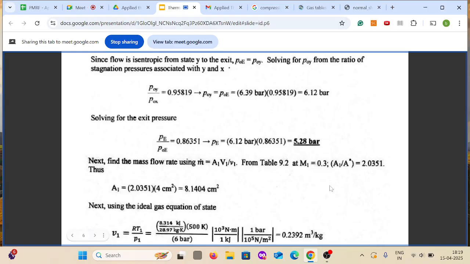So now we need to find out the specific volume. So assuming an ideal gas equation, V, the specific volume, is RT by P. So R is 8.314 divided by 28.97, into your temperature of 500 Kelvin, which is given, and pressure is 6 bar. So converting R into joules, multiplying by 1000 and dividing by 10 power 5 to convert into pascals, we get specific volume as 0.2392 meter cube per kg.